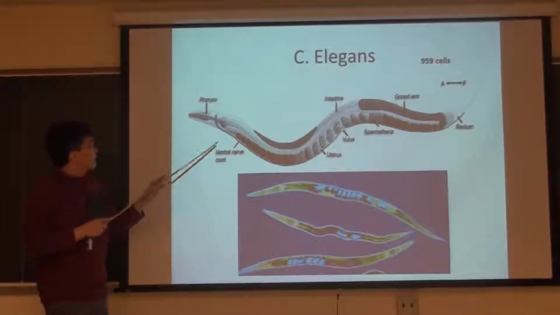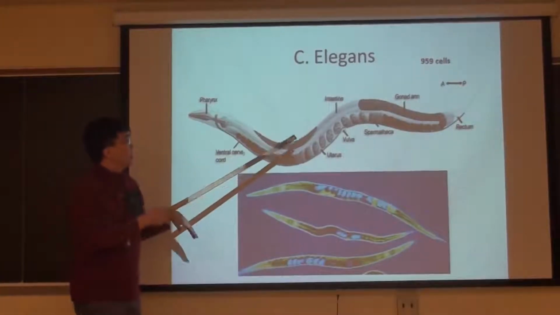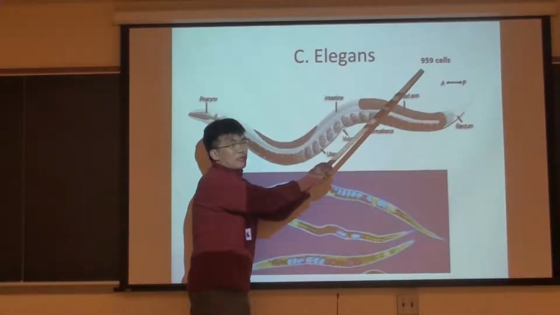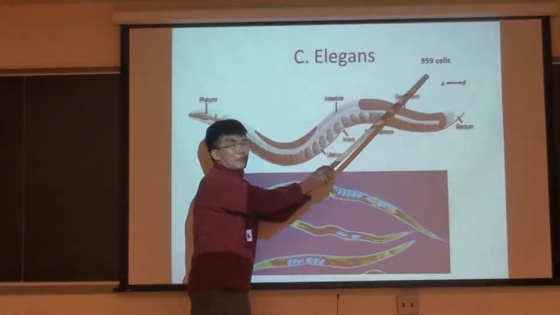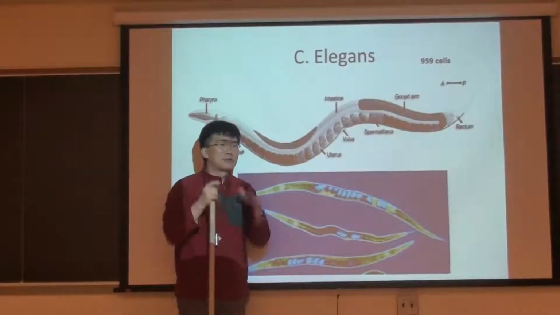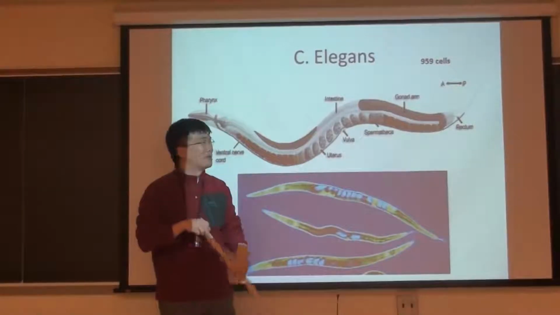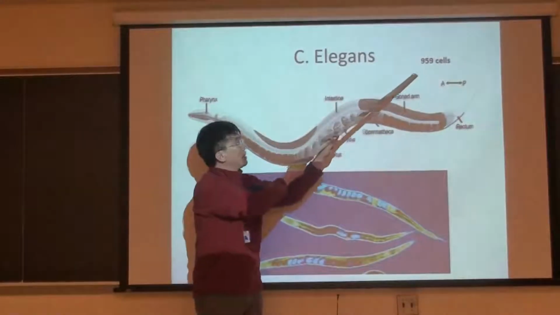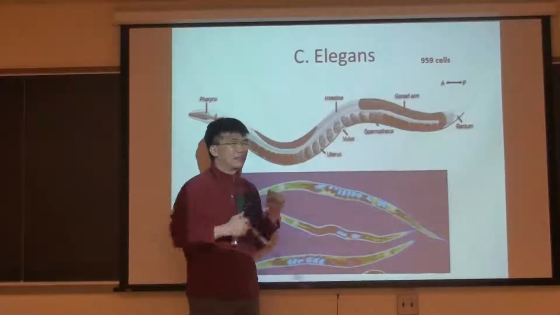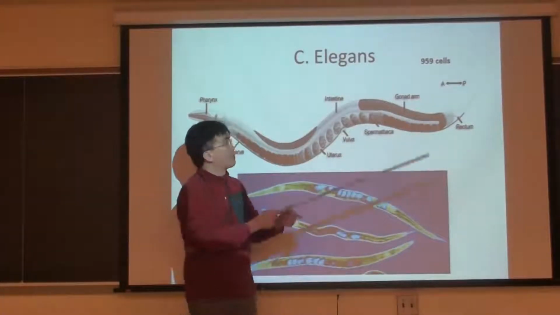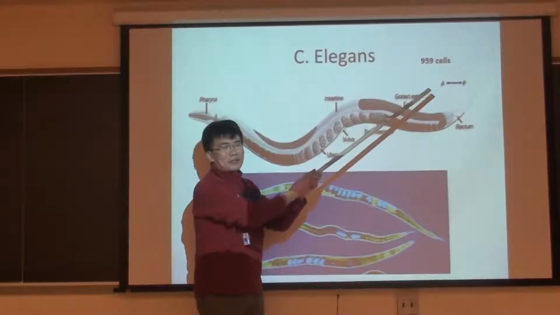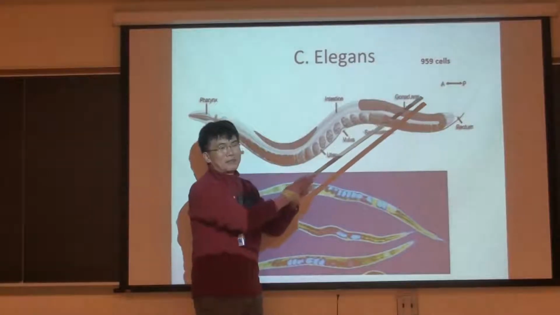So this is what it looks like. Amazingly, the number of cells is exactly known. The human body has about 10 to the 14 cells, but we don't know the exact number, right? But in C. elegans, you know exactly how many cells there are in the animal: 959 cells. It's not an even number. Actually, this is for the female, and the male has about 100 more cells, but who wants to care about the male for this?